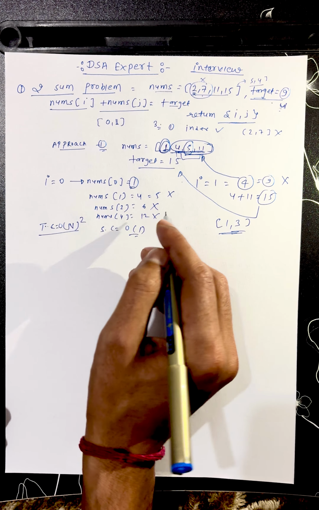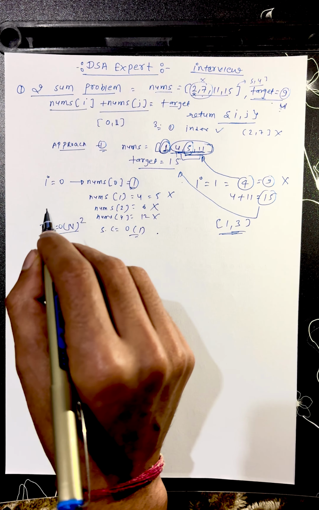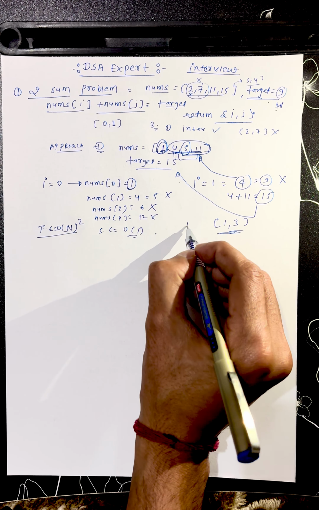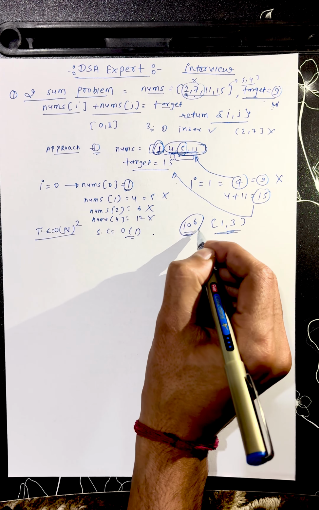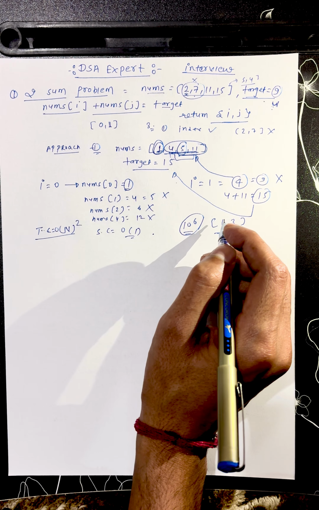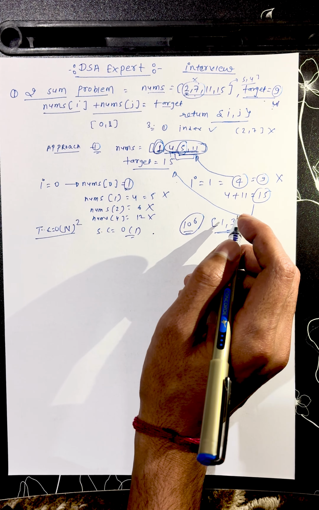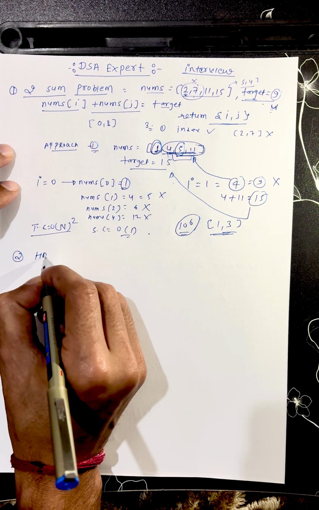So the solution is very easy to understand. The problem is that this is very slow, because we are writing two loops. If we have a big input like 10^6, then it will be very costly. So we need to find an efficient approach. Another efficient approach is that we can solve this problem using a HashMap.